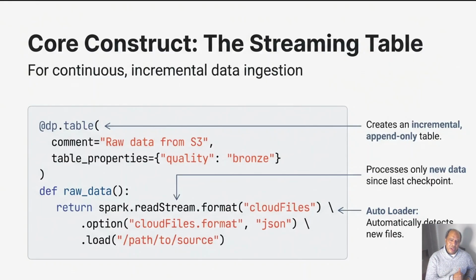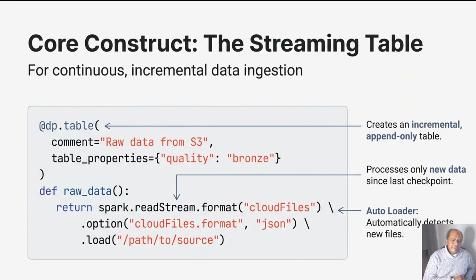So now the streaming table. This is continuous incremental data ingestion. If you look at the code here, what we are using is, as we said before, the decorator @dp.table with a comment. The comment here is raw data from AWS S3. And setting table properties. In this case, the property is bronze, making it bronze quality, which is important for Medallion architecture.